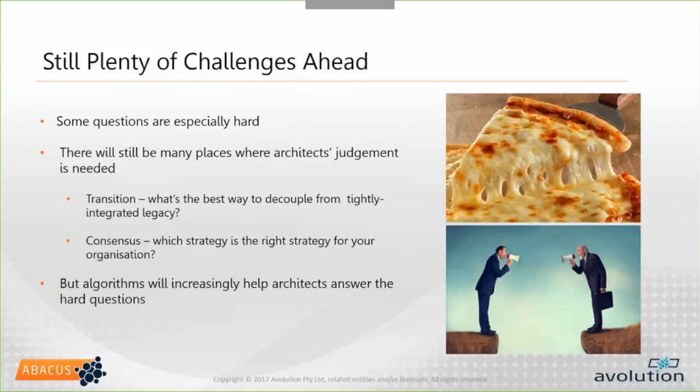So there are still limits. These things, they're not magic. They are very powerful, but there are places where effectively the algorithms run out of road. So there are the hard questions and there are the extremely hard questions. And so there'll be many places where we can help guide architects and inform their judgment. There are many places where really the algorithms don't have the potential to do that as much. And I'll give you a couple of examples of that. One is, I guess, what we call the cheesy pizza problem. So transition. How do we decouple from legacy architecture?